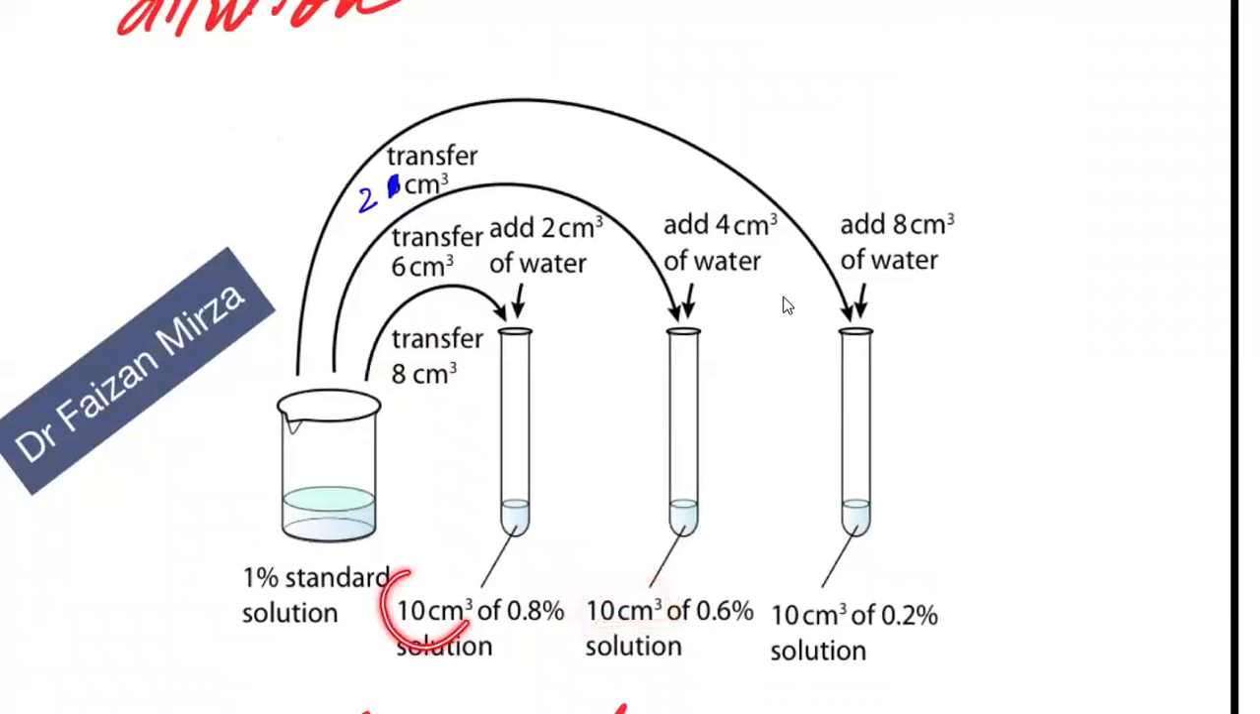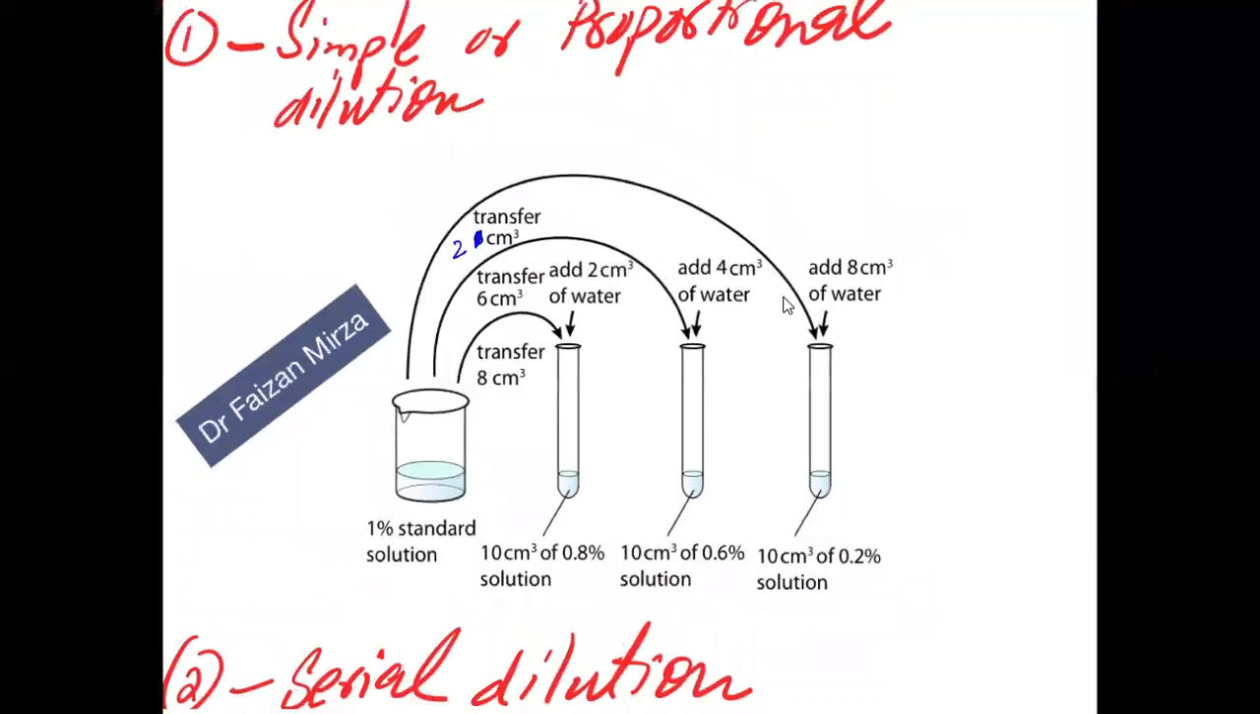So the first thing is to know what volume you need to prepare. Since I'm keeping all of these at 10 cm³, first I'm adding 8 and 2 together, then I'm adding 6 and 4 together to get 0.6%. And last, I'm taking 2 cm³ of this standard solution and adding 8 parts of water to dilute it to 0.2%. So this is how a range of solutions can be prepared. Now let's take an example.